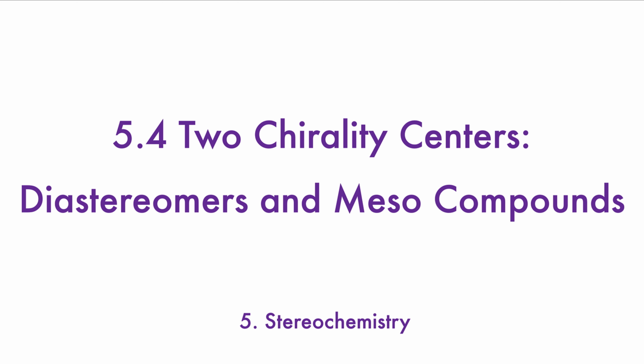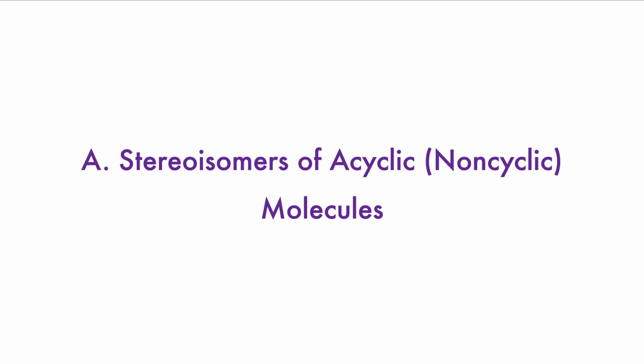Let's talk about molecules with two chirality centers. This leads to the possibility of diastereomers and meso compounds. First, we'll study the stereoisomers of acyclic, that is, non-cyclic molecules with two chirality centers.